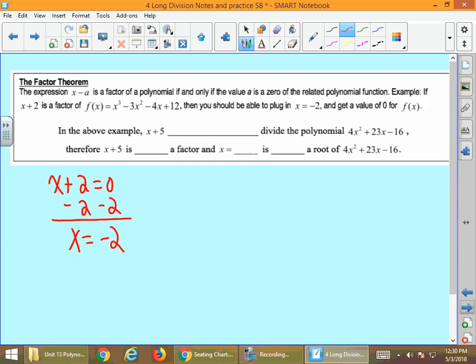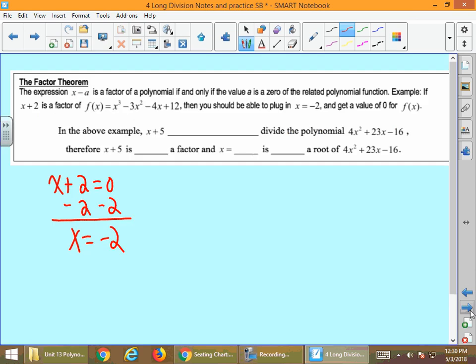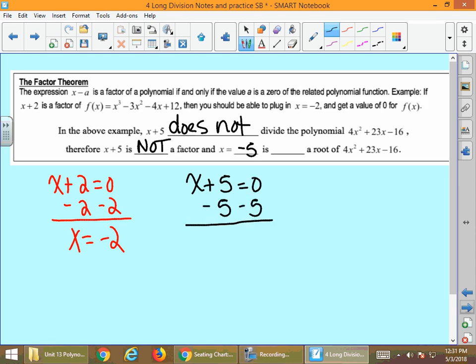So if we look at our problem that we just did with the long division, in the above example, x plus 5, there's our divisor, x plus 5, does not divide the polynomial 4x squared plus 23x minus 16. But what we can say is that x plus 5 is not a factor, and the value of -5, which by the way comes from x plus 5 equals 0 and subtracting 5 from both sides, so we get x equals -5. That's where it came from, is not a root.